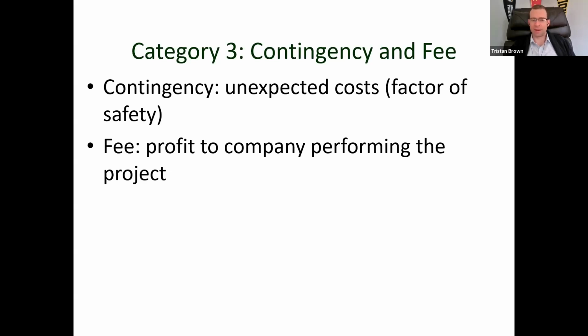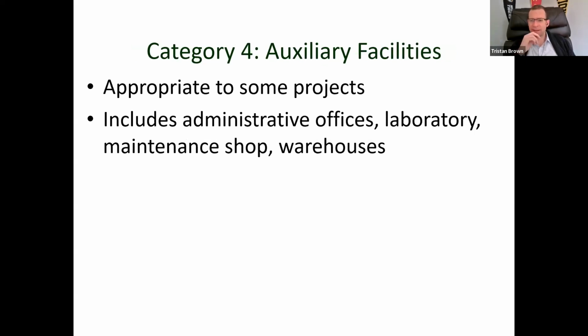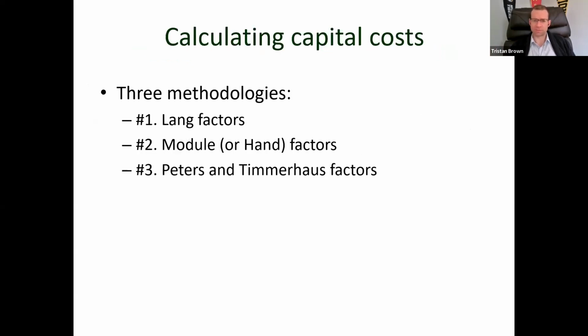And then the fee is the profit to a company performing the project, right? Whoever's building it, paying for all that labor, that's just part of it. There's also going to be a fee on top of that. And then finally, there are auxiliary facilities. You're not always going to see this in the TEA because it's just appropriate to some projects. This is going to be things like administrative offices, laboratory, maintenance shop, warehouses, right? A cellulosic ethanol facility is going to have a laboratory because they have microbial strains that they have to take care of. Other types of bioeconomy projects, though, not necessarily going to have that. So it is very, very pathway specific.